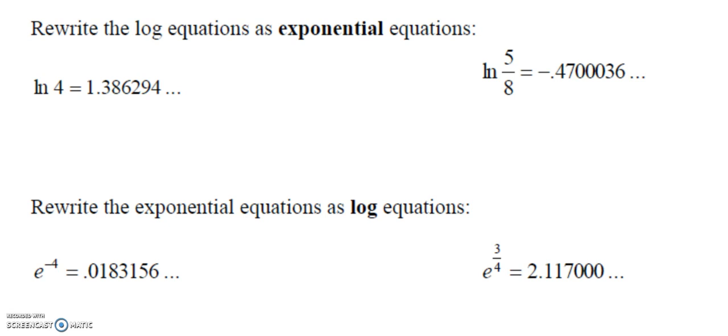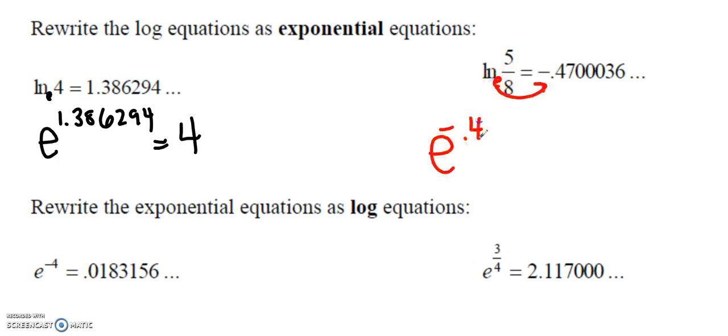All right, rewrite the log equations as exponential functions. So an exponential function needs to have a base and then something raised to a power. So here, again, we're saying e is our base, raised to the 1.386294 will be equal to 4. Here then, natural log has a base of e, which means e to the negative 0.470036 is going to be equal to 5/8. So we're rewriting them in exponential notation.